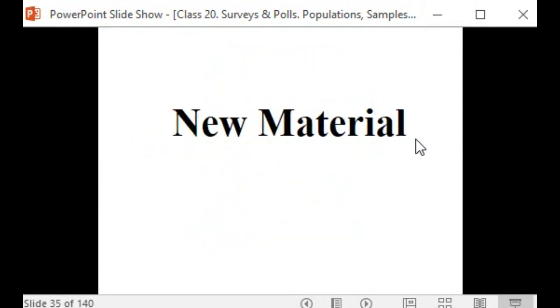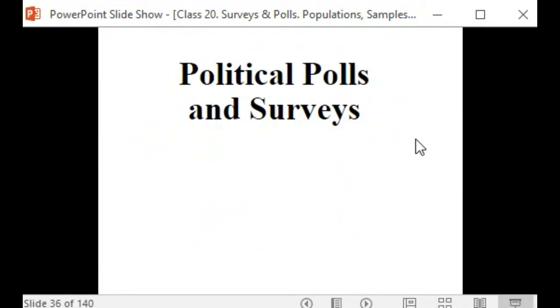Now we're ready for some new material. Today we're going to learn about the statistics of political polls and surveys. Political polls are usually conducted during election years to find out how many people favor one candidate, like Bernie Sanders, over another, like Joe Biden, when they're running for president, senator, or some other office.